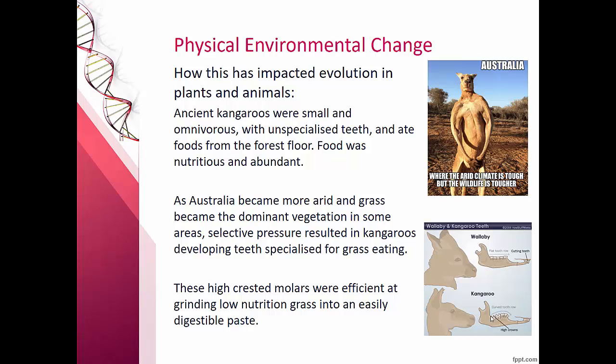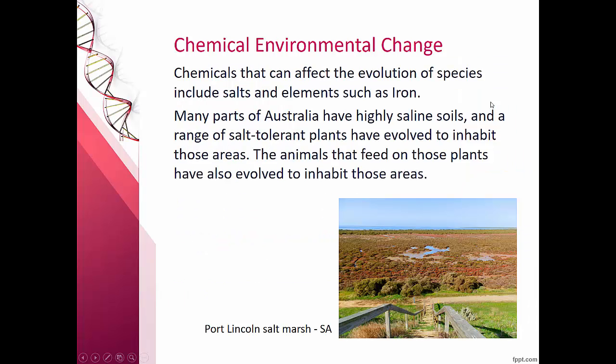So from an animal point of view, we've got changes in the kangaroo, but from the plant point of view, we have the rainforest, succulent, moist environment changing to grasslands that thrived in a slightly drier and hotter environment. And then we get these hard grasses. Alright, that was physical changes. Let's look at chemical changes.